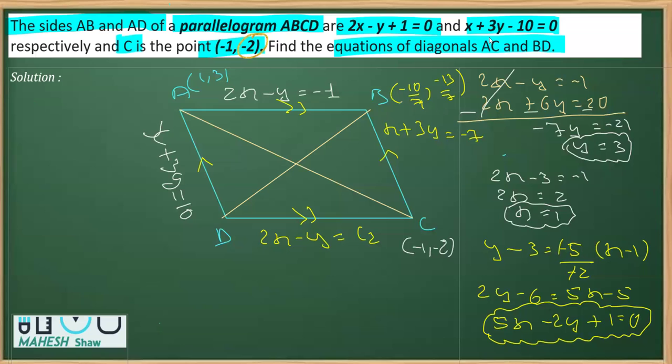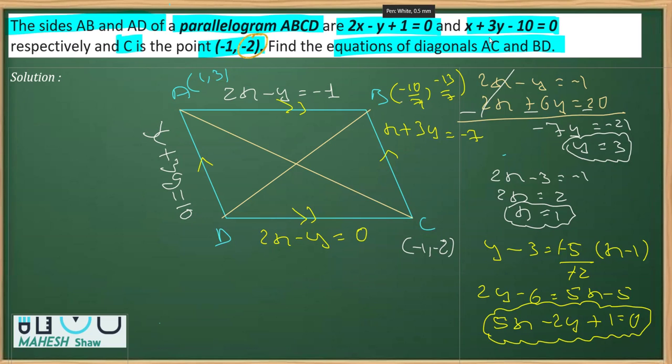So first of all, I need to get this C2. As you know, this point will satisfy this, so placing x as -1 here, it's -2, and placing minus, this is +2 is equal to C2. So C2 comes out to be 0. I am replacing this C2 with 0. That gives us the equation of the line DC. Now I'm going to solve these two equations to obtain the coordinate of D.